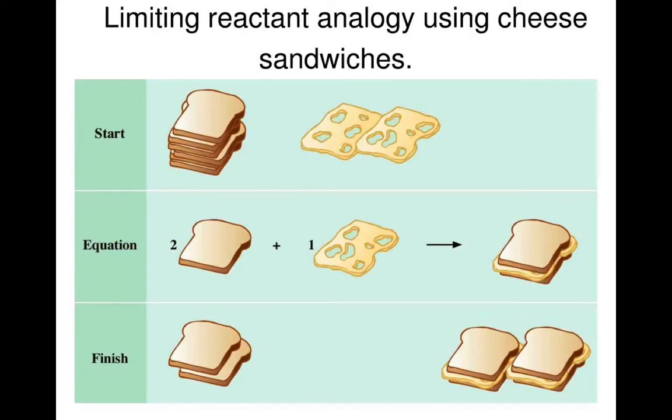We'll use the analogy of the cheese sandwich. To make a cheese sandwich, you need one slice of cheese for 2 slices of bread. So I start with 2 slices of cheese and 6 slices of bread, and I can make 2 sandwiches, as you can see. For those 2 sandwiches, I'll need 4 slices of bread. I started with 6 slices of bread, so I'm left with 2.